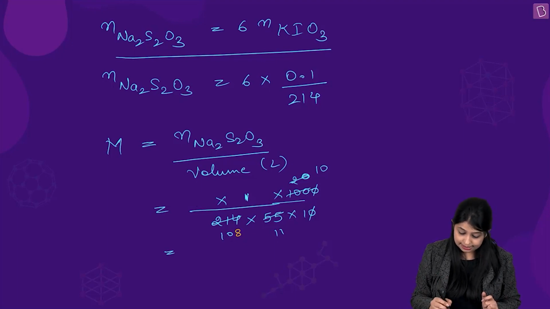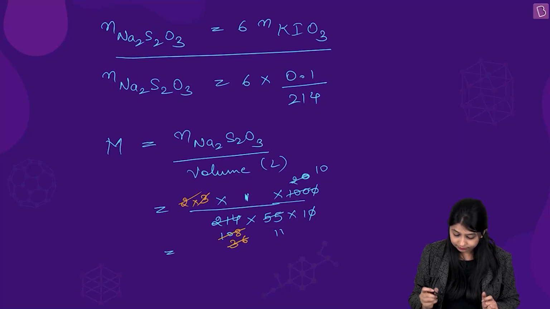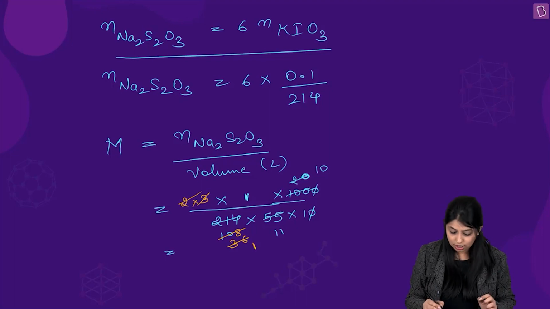And I'm writing 6 as 2 into 3. So this would be what? 3 3s are 9, 3 6s are 18. And 2 1s are 2. I could have divided it by 6 also. 2 1s are 2 and 2 8s are 16. 5 and 9 here.